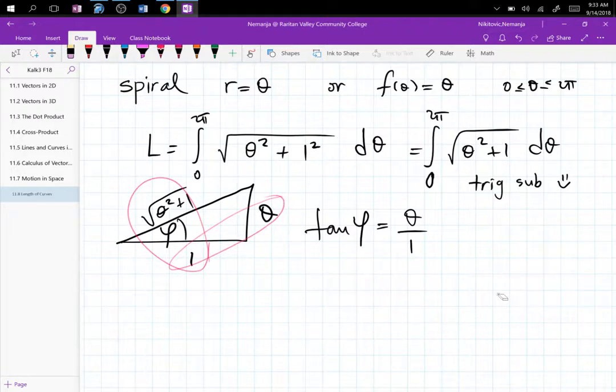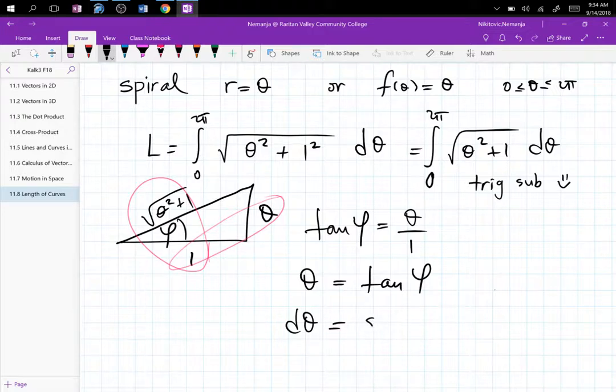Anyway, from here theta is equal to tangent phi, because theta over 1 is theta. I switched the variable and I switched the wrong variable, so the new angle for the trig sub is going to be phi. When you're writing a trig function, it's opposite over adjacent, so theta over 1. Theta over 1 is just theta, so theta equals tangent phi. So d theta is equal to secant squared phi d phi. There we go, much better.